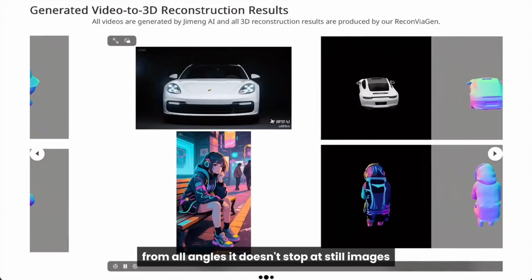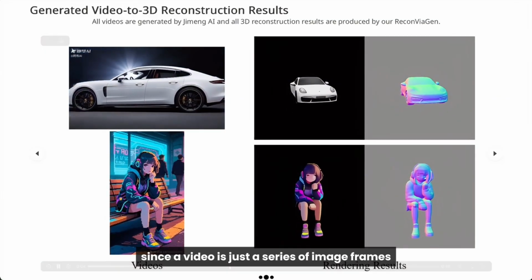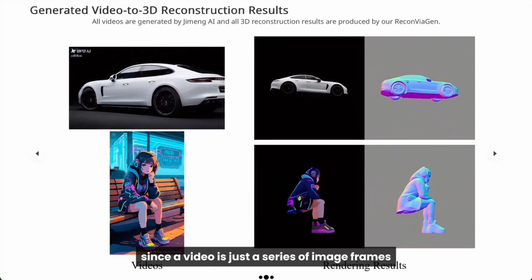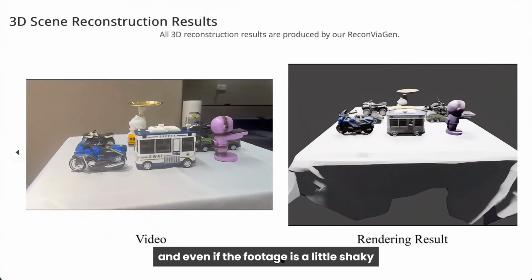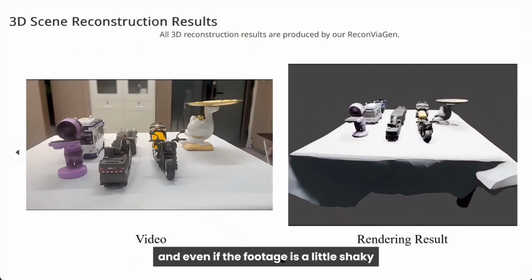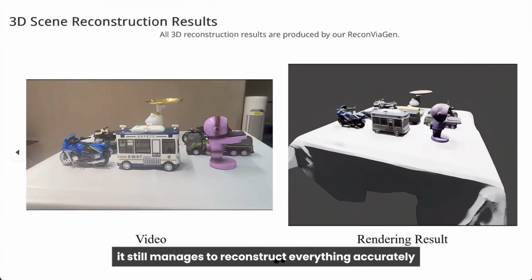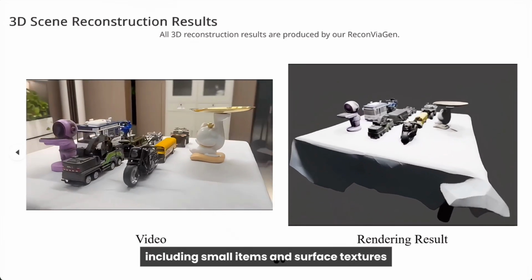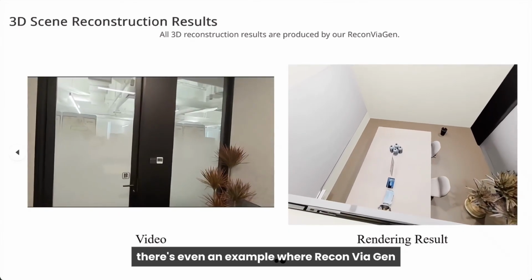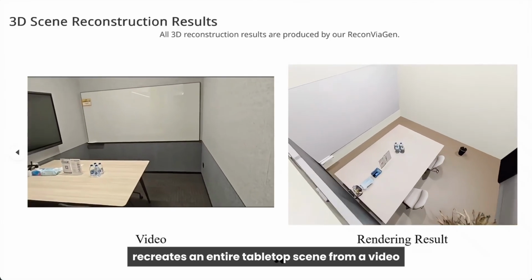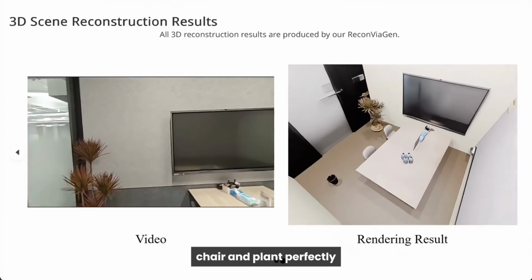It doesn't stop at still images. You can also upload a video. Since a video is just a series of image frames, the AI uses those to rebuild a 3D model. And even if the footage is a little shaky or has multiple objects in the scene, it still manages to reconstruct everything accurately, including small items and surface textures. There's even an example where ReconViaGen recreates an entire tabletop scene from a video, capturing every single object, chair, and plant perfectly.